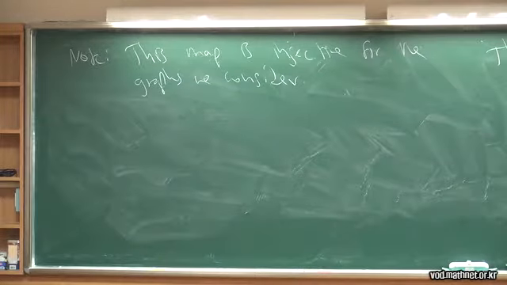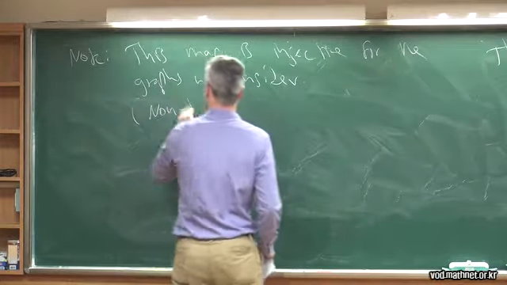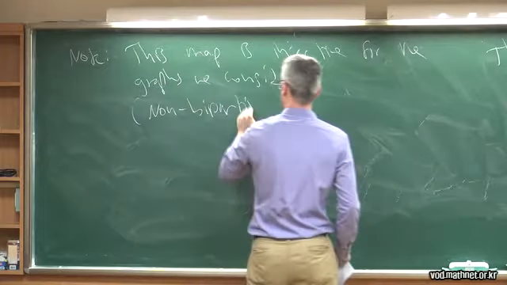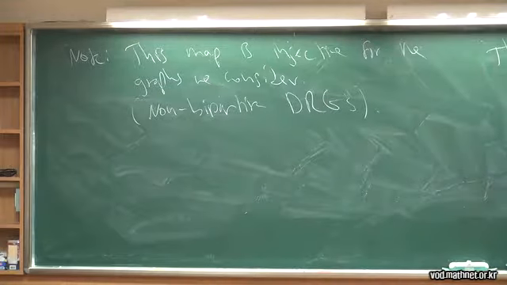So this map is injective for the graphs we consider. Which graphs are we going to end up considering? Well, more or less distance regular graphs that are non-bipartite. So if we're talking about homomorphisms and we're talking about cores, bipartite graphs, as we've seen, are not interesting. Bipartite graphs have a single edge as their core.